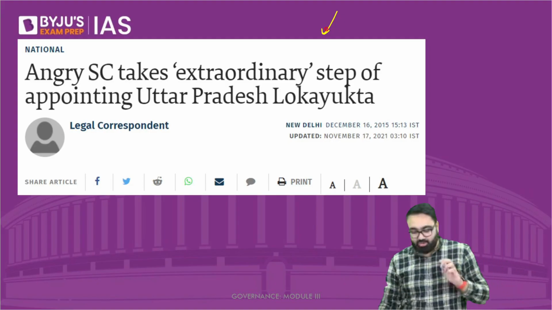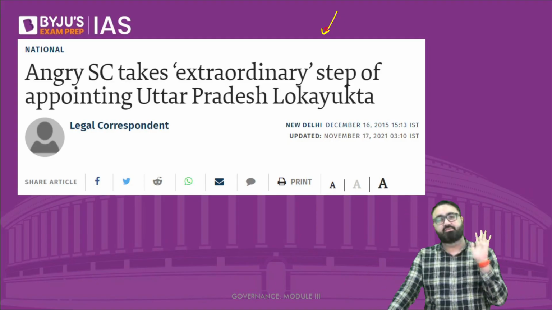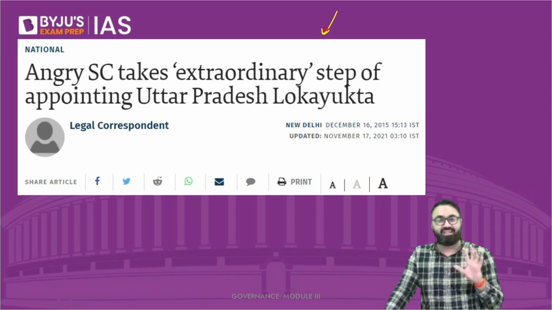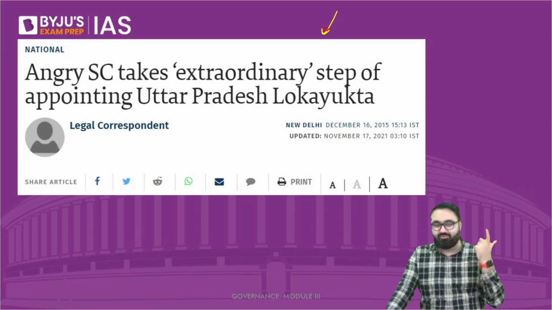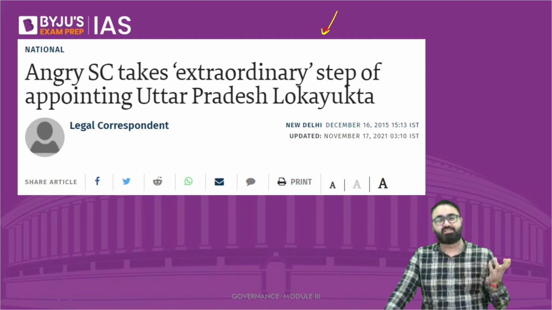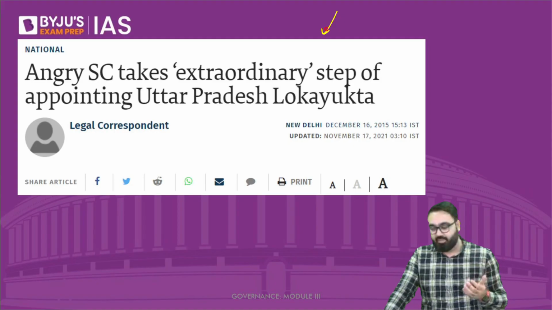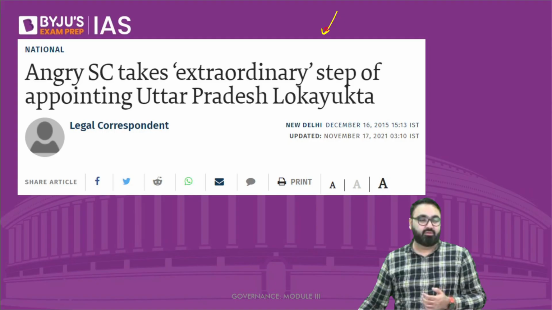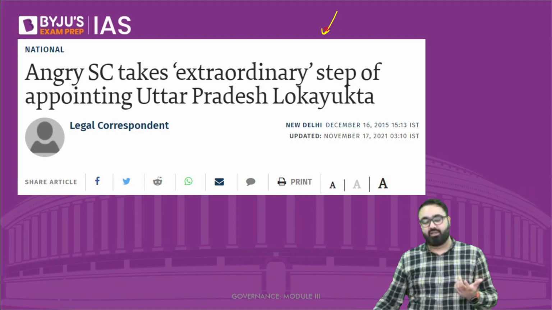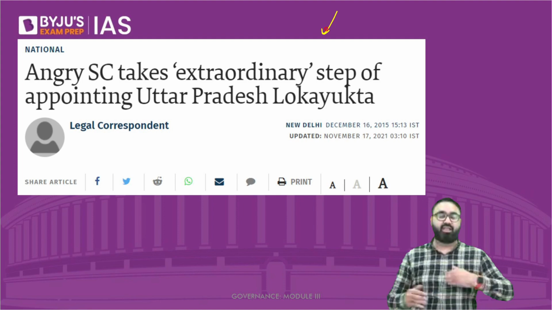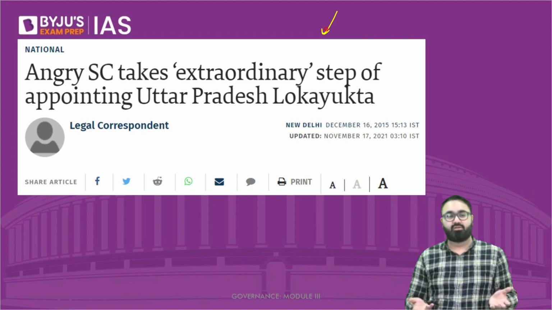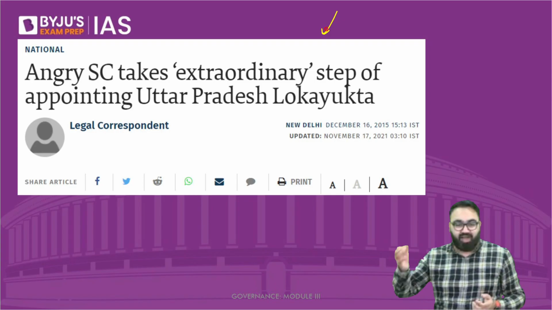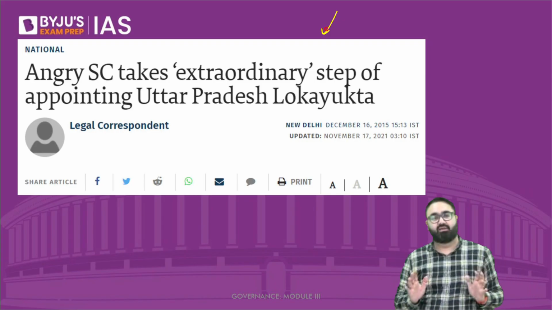So the Lokayukt of Uttar Pradesh completed 5 years. The law says they cannot be reappointed, but the government did not change him. They just kept on continuing with the same person. Why? Because the government of Uttar Pradesh thought that he is working in our favor. Why remove him? The matter went to the Supreme Court that they are not changing, his tenure is over. The Supreme Court gave them a warning, that still did not do anything. Finally, the Supreme Court said enough is enough.